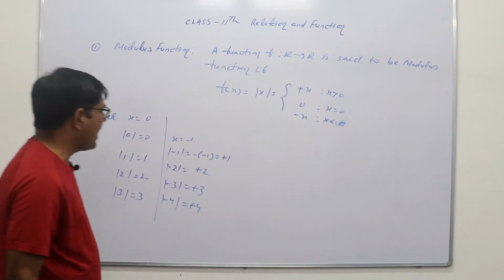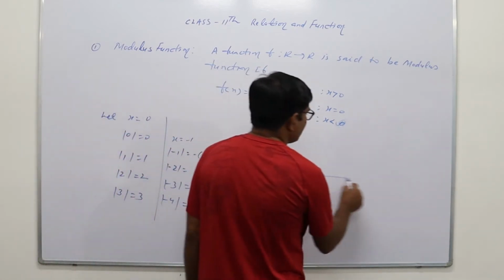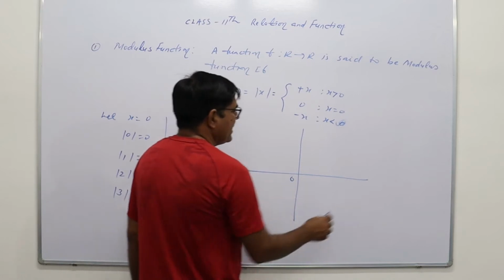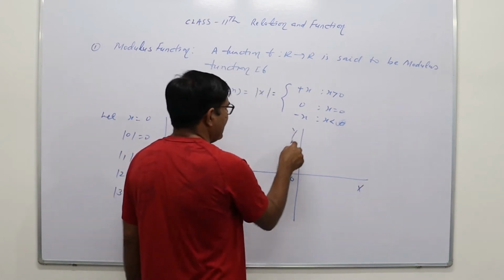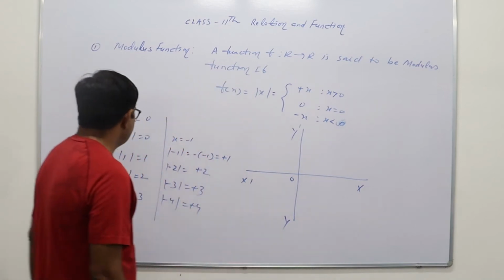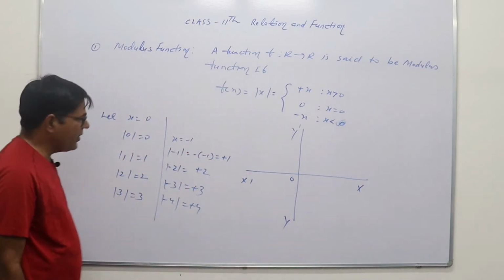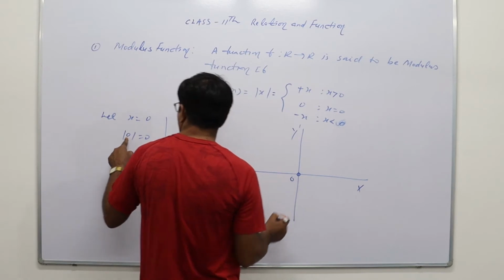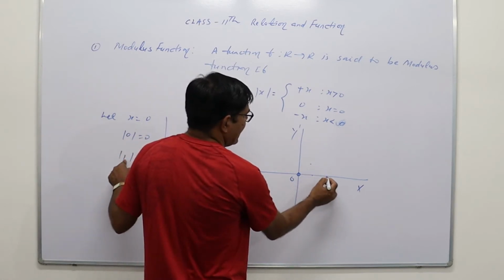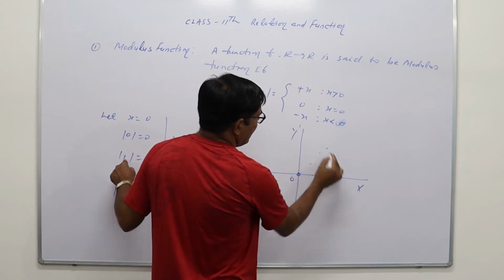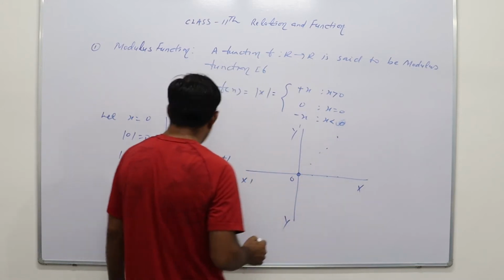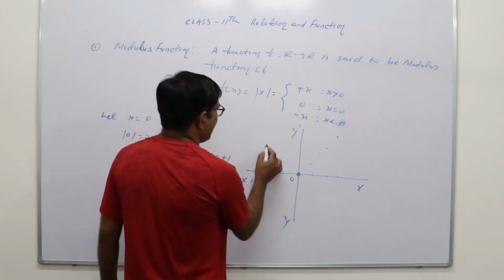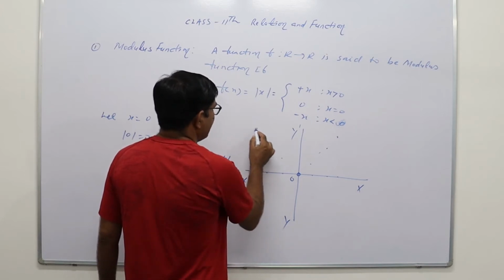Now if we plot the graph of these points, let us suppose these are two mutually perpendicular lines intersecting each other at the origin, then this is the x-axis and this is the y-axis. On the x-axis and y-axis, one unit is equal to 1. Then for x is equal to 0, y is also 0. For x is equal to 1, y is 1. x is equal to 2, y is equal to 2. x is equal to 3, y is equal to 3. Similarly, for x is equal to minus 1, y is equal to plus 1, x is equal to minus 2, y is plus 2, x is equal to minus 3, y is plus 3.